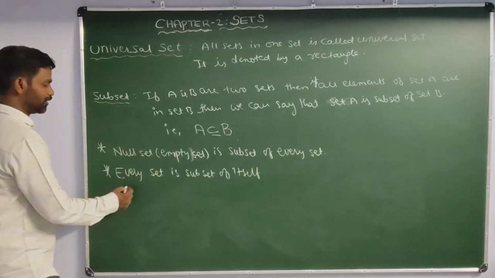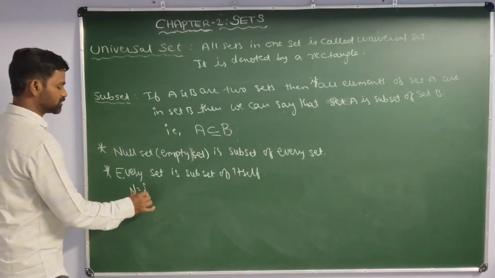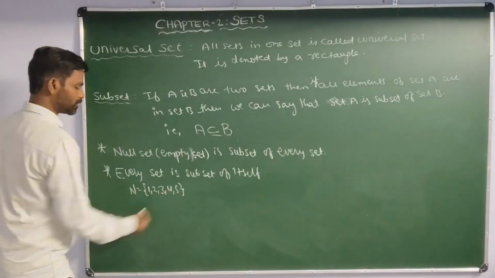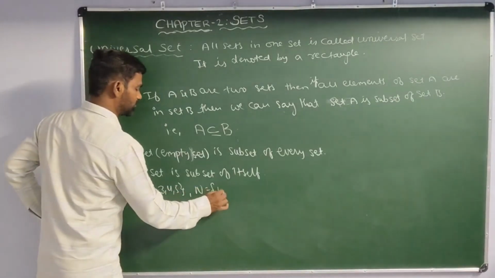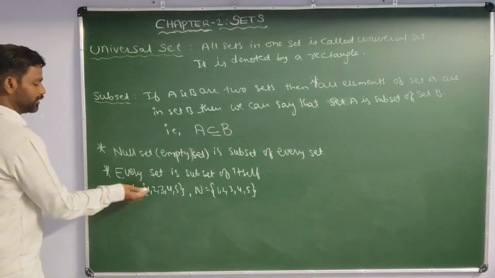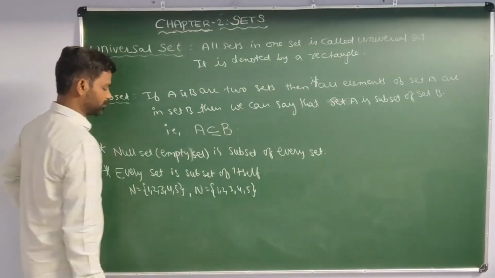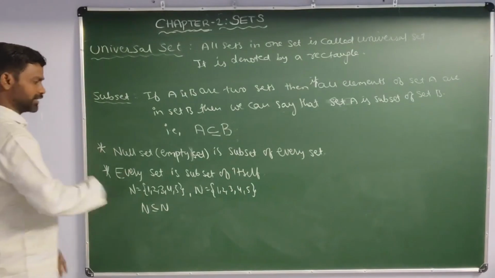For example, observe this. We take N equal to the natural numbers 1, 2, 3, 4, 5, and take one more set of natural numbers, 1, 2, 3, 4, 5. In N you have 1, 2, 3, 4, 5, and in this set also 1, 2, 3, 4, 5. So can we write N is a subset of or equal to N? Every set is a subset of itself.